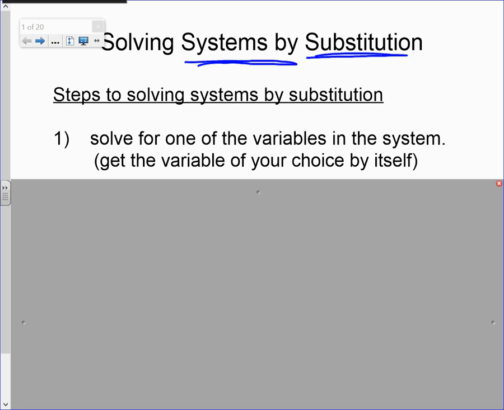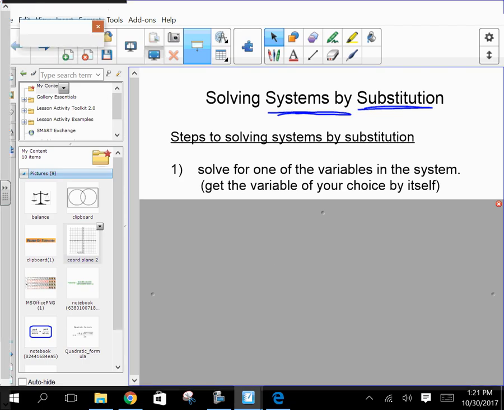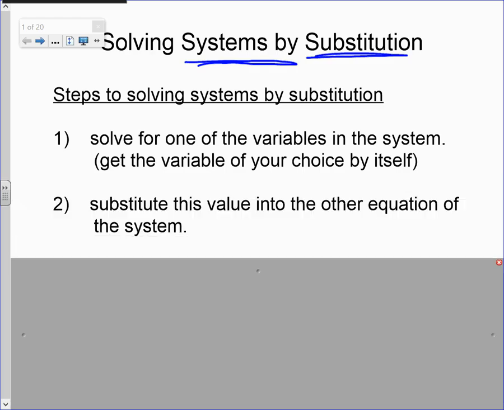So we're going to write steps to solving systems by substitution. Number 1, solve for one of the variables in the system. Get the variable of your choice by itself. Write that down. Step 2, substitute this value into the other equation of the system.